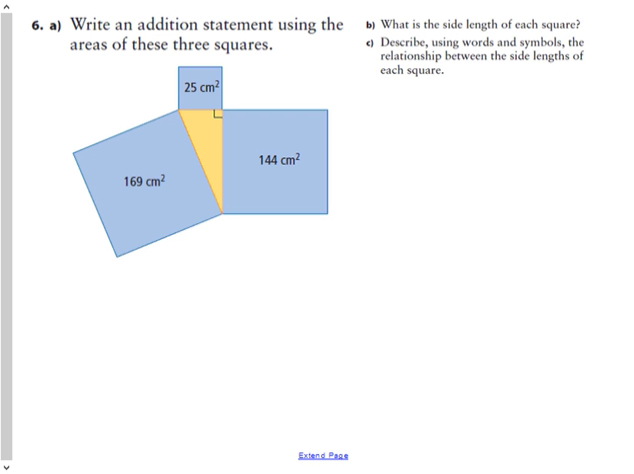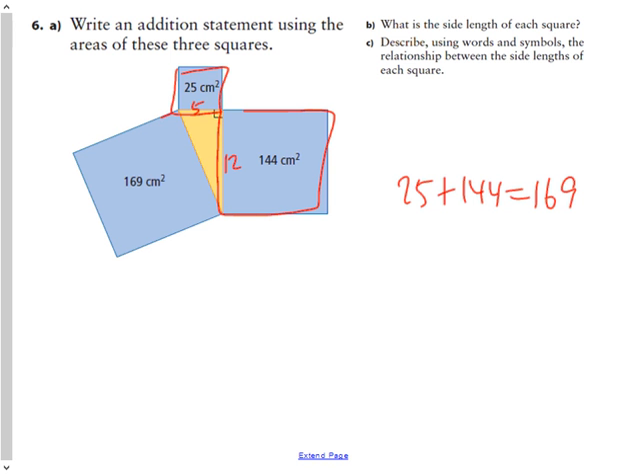Question 6 says write an addition statement using the area of these squares. So 25 plus 144 equals 169. What is the length of each side? Well, since this area is 25, its side length would be 5. Since this area is 144, its side length will be 12. And since this area is 169, the square root of 169 is 13. So 5, 12, 13 is the whole number Pythagorean triple of side lengths.